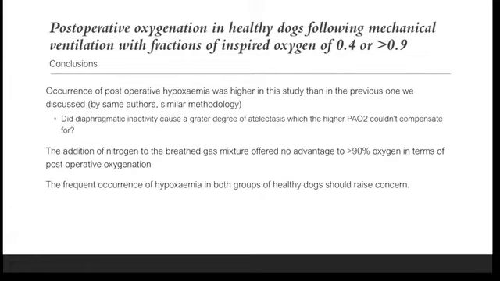So the addition of nitrogen to the breathed gas mixture offered no advantage to the control group in terms of post-operative oxygenation, and the frequent occurrence of hypoxemia in both groups, particularly considering that they were healthy dogs, should raise concern and question how closely we monitor these dogs when they are recovering from the anaesthetic, because it seems that, especially if they're mechanically ventilated, hypoxemia might be more common than we currently think.